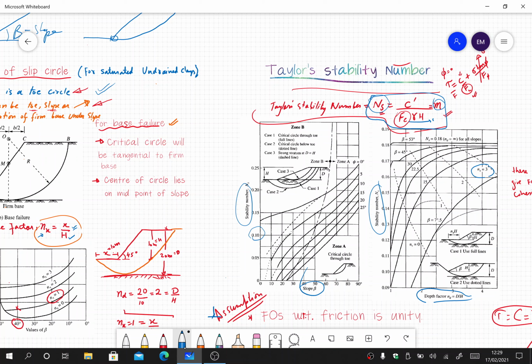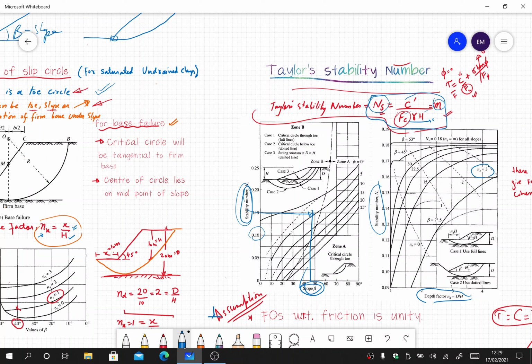So we have to select which type of failure is going to happen. That will be decided using the stability number. So we plug in the values of c, gamma and H, and Fc is obviously going to be 1 at the failure plane. So plug in the values and find out the value of m. From here we can find the value of m, and we know the slope angle. Where these two values intersect will tell us which failure case it is going to be.